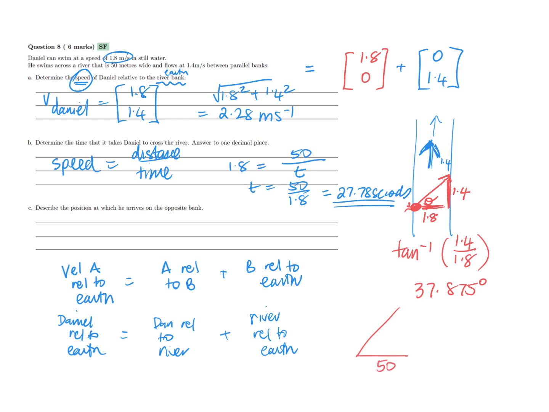So where is he actually ending up? We've got a 50-meter river here, and 37.875 degrees is his angle. If I want to know where he actually ends up, it's going to be up the river somewhere. I want to find out how far. Tan of 37.875 is equal to x over 50. x is going to equal 50 tan 37.875, which is 38.89. So he is going to end up 38.89 meters further downstream.